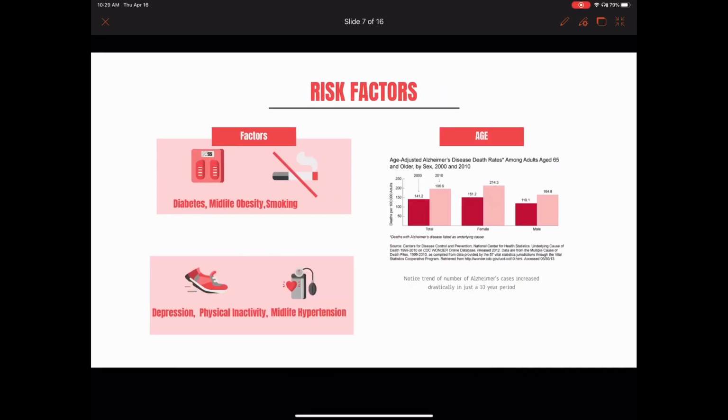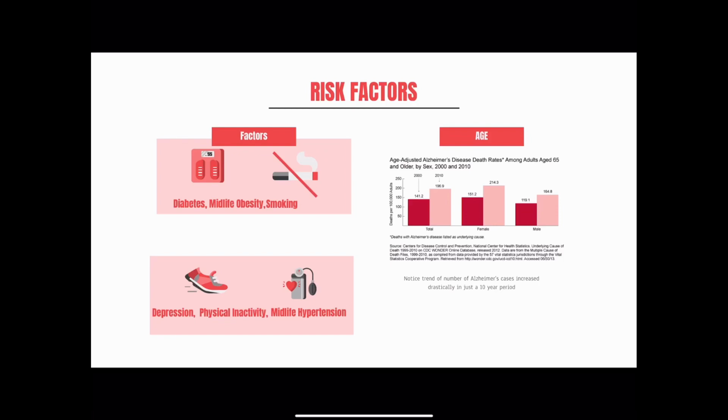Now, what are some risk factors? Some include diabetes, midlife obesity, smoking, depression, physical inactivity, and midlife hypertension. Hypertension is another word for high blood pressure. It's also important to note that this usually happens to an individual in their later stages of life, so when they're older. As you can see by this graph, it's increasing very drastically in males, females, and overall.